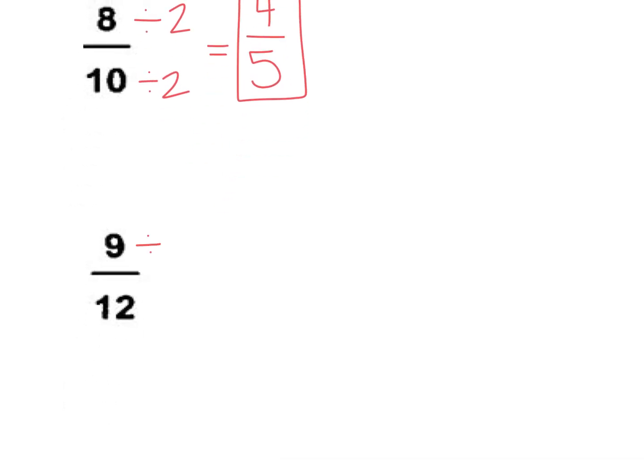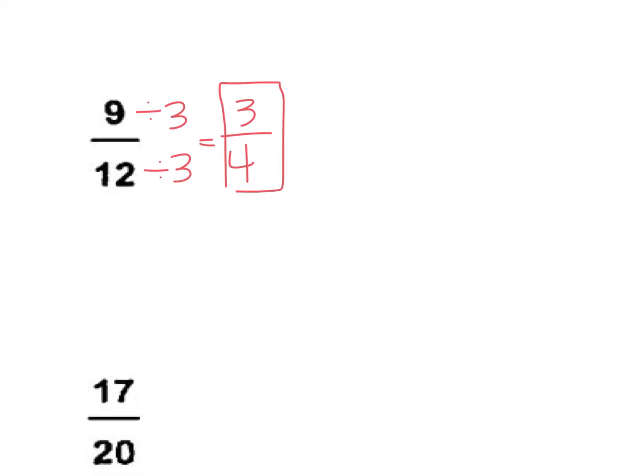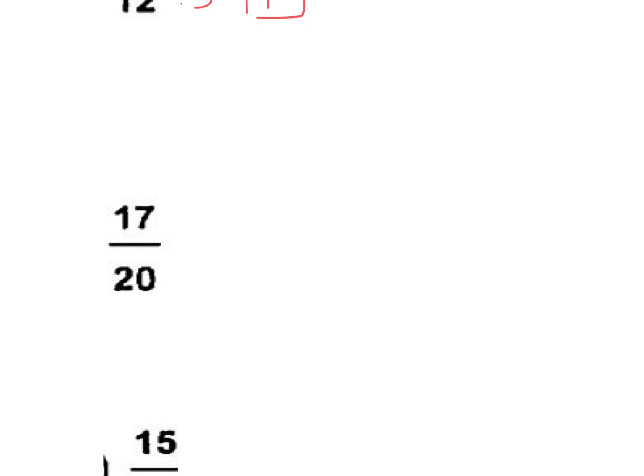9/12, the greatest common factor that they have is 3. 9 divided by 3 is 3. 12 divided by 3 is 4. Now, if you don't divide by the greatest common factor to start, we haven't had an example like this yet, but you might just end up with another fraction that can be simplified again. So just make sure that you always check that they have nothing else in common except for 1.